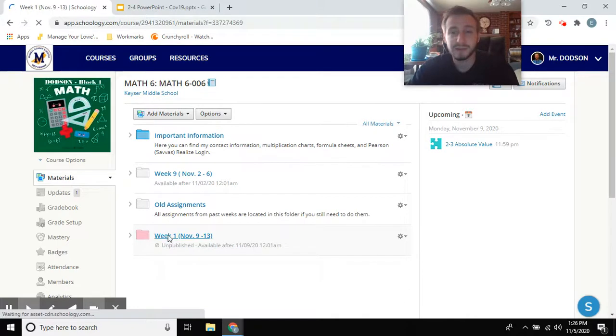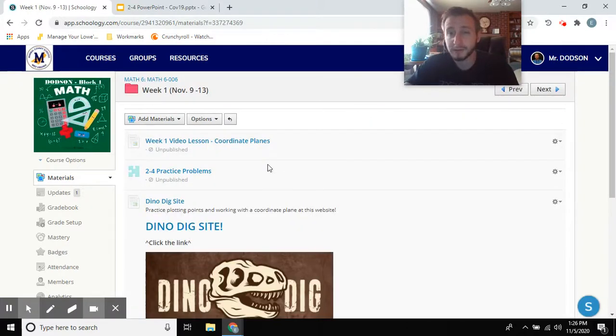So you'll see that the folder for this week is called Week 1, and please don't get confused. The reason it's called Week 1, but I have November 9th to the 13th, is that this is the first week of the second 9 weeks. Inside the old assignments folder, I'm just going to put all of the first 9 weeks into a folder called First 9 Weeks. So we'll be starting fresh with this 9-week stuff.